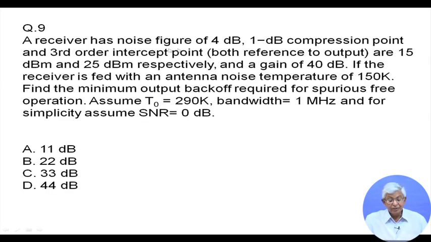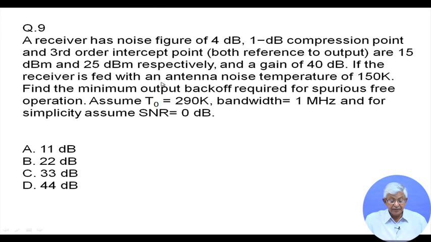A receiver has a noise figure of 4 dB. The 1 dB compression point and third order intercept point are both referenced to the output. So, we do not have to do any conversion. They are 15 dBm and 25 dBm respectively, and the receiver has a gain of 40 dB.